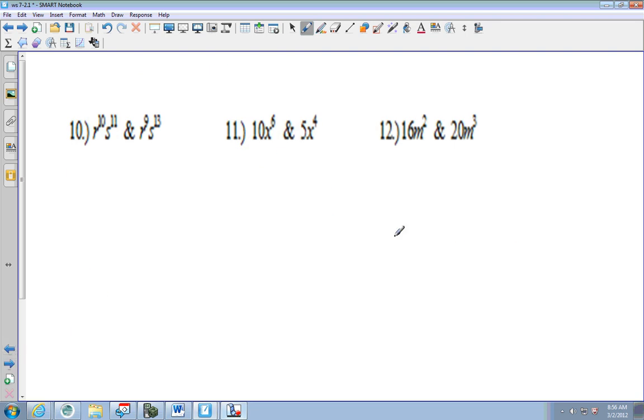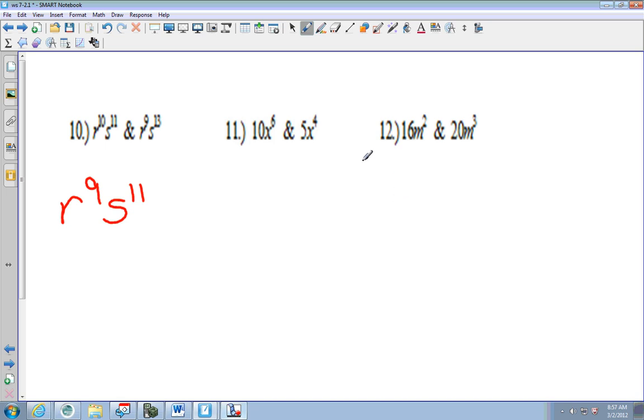Use this same rule, and let's look at this one right here. Is there an r in both of these terms? Yes. What's the smallest exponent on the r's? R to the 9th. Is there an s in both of them? Yes. What's the smallest exponent on the s's? 11. That's your GCF. Now, wait a minute. What's happening on number 11?